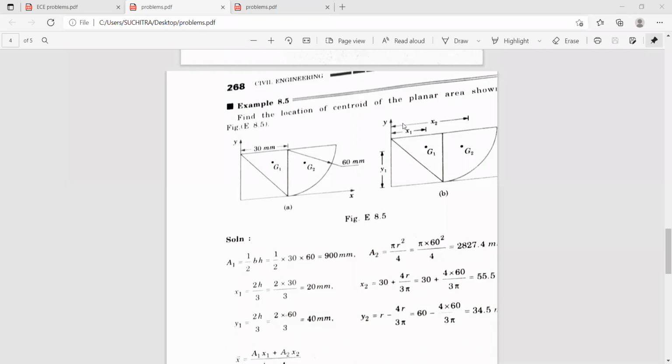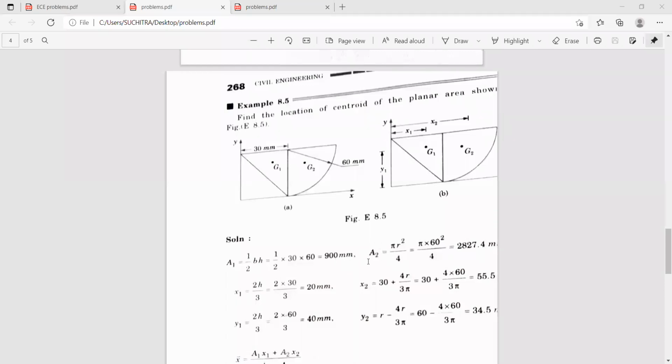Now first select the reference axis x and y, then you can calculate the individual areas. A1 is half into base into height. So consider the area of the triangle. The base is 30 millimeters and the height is 60. So half into base into height, it works out to be 900 millimeters square. So here you have to write the units. Here it is missing. It is only 900 mm. So it is 900 millimeters square.